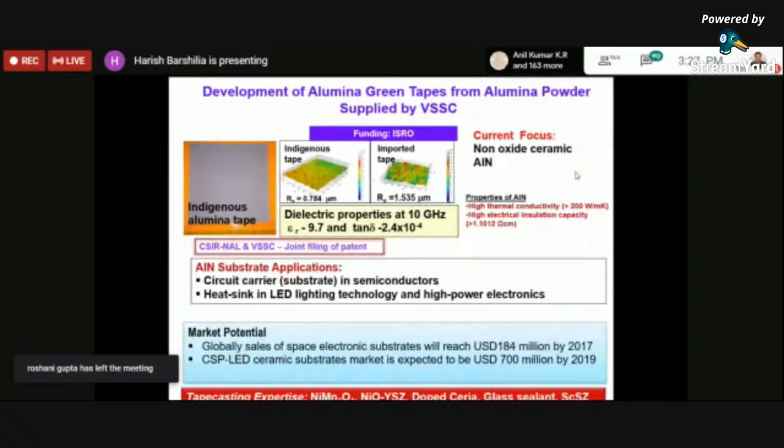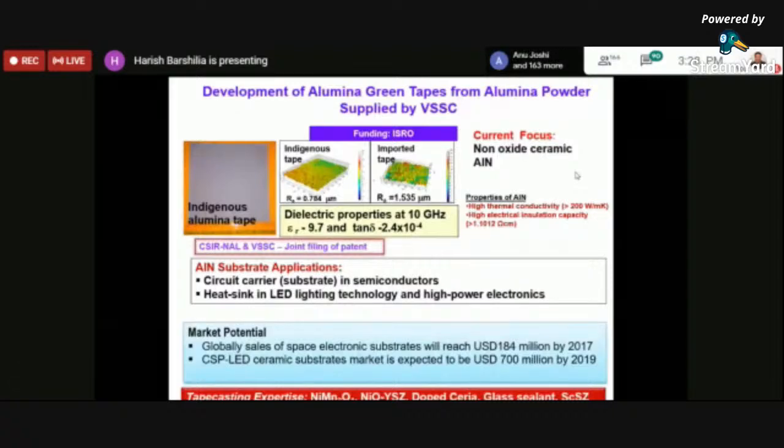So this is another application wherein we have developed this tape for the VSSC program, and then one of the industries, QME, that technology has been given for production.